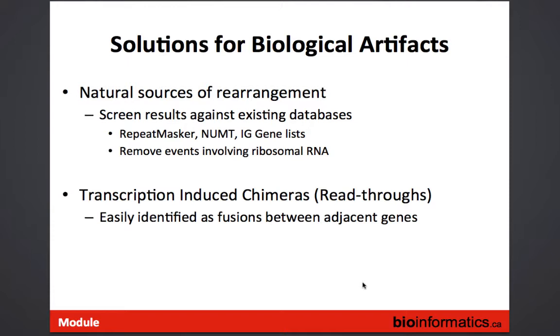So in terms of biological artifacts, one of the things we can do is look for that GTAG signal. We can also screen against existing databases, such as RepeatMasker and NumT, nuclear mitochondrial insertions. IG rearrangements are prevalent, so we want to get rid of anything that is between two IG genes. And finally, read-throughs or transcription-induced chimeras are pretty easily identified because they're between adjacent genes.